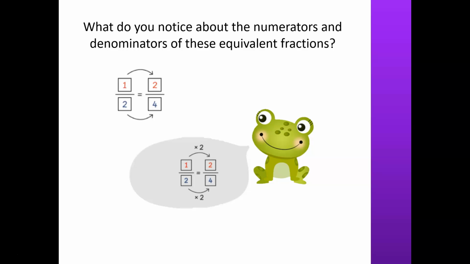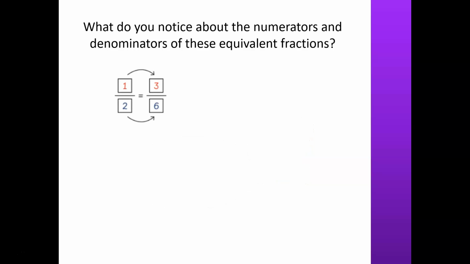Francesca recognised that both the numerator and the denominator in the first equivalent pair had been multiplied by 2. 1 multiplied by 2 gives us 2, and we can see that 2 multiplied by 2 is equal to 4. So 1/2 is equivalent to 2 quarters.